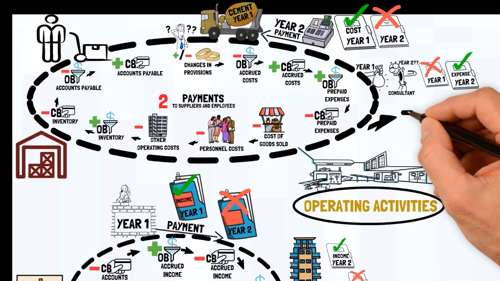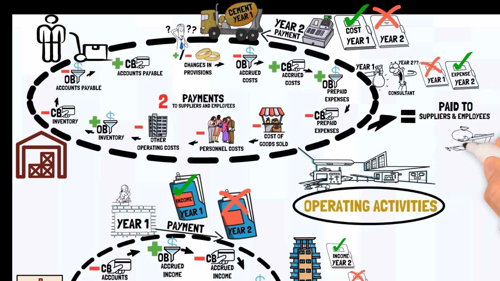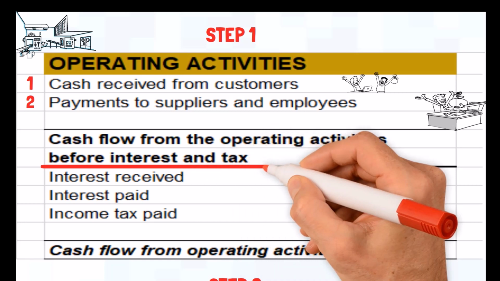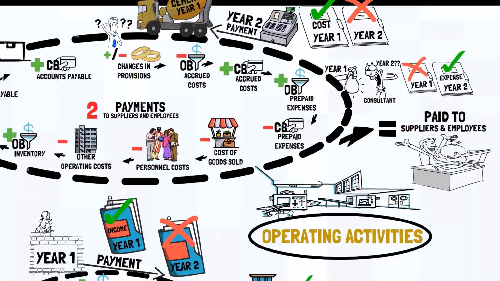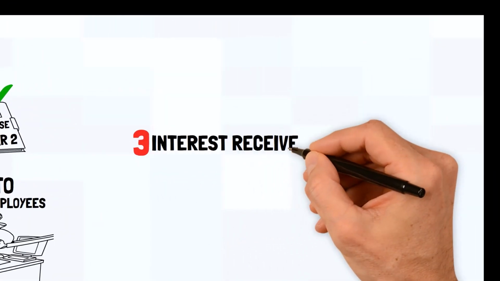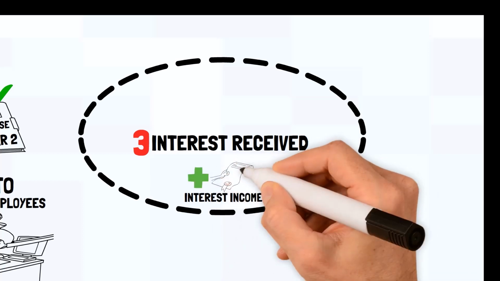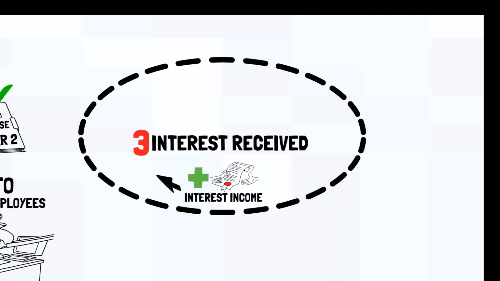This compiles the second part, payments to suppliers and employees, for the adjusted cash flow in the operating activities. The inflow of money from part 1 minus the outflow of money from part 2 adds up to the cash flow from operating activities before interest and tax. The third part of the operating activities is interest received. In the category interest received, first add the business interest income. This is income that arises, for example, within a bank account or for lending capital to another business.